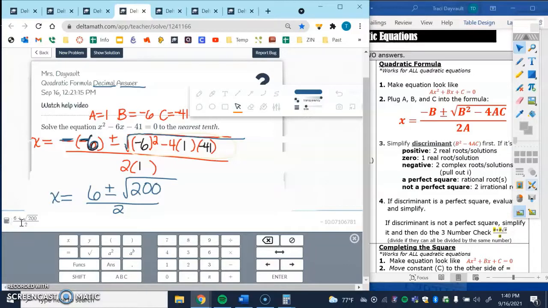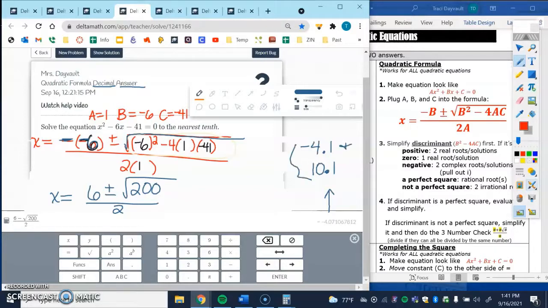Okay, it says to the nearest tenth. So this tells me 10.07, if I round it to the nearest tenth, would round to 10.1. So if I do 6 plus the square root of 200 and divide it by 2, then one of my answers is 10.1. What would the other answer be? We could figure out by doing 6 minus the square root of 200 divided by 2. And the other answer is -4.1. Okay, we're rounding to the nearest tenth.